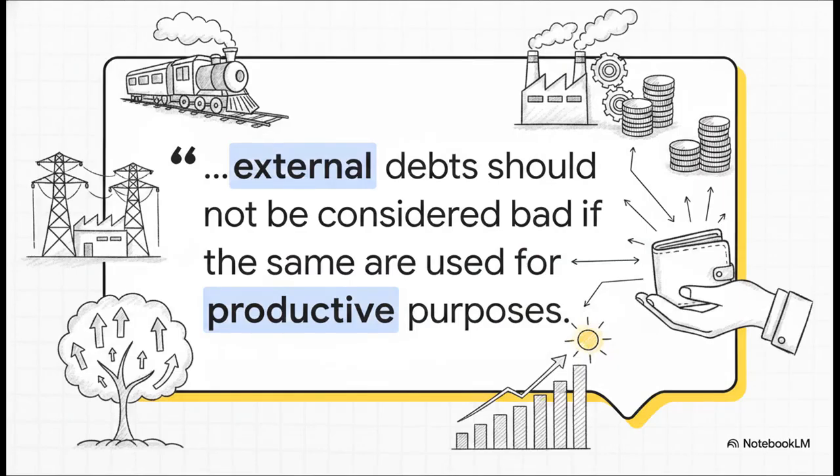Which brings us to our final golden rule straight from the source text. It says, external debt should not be considered bad if the same are used for productive purposes. If a government borrows from abroad to build new railways, power grids, or heavy industries that are going to generate massive new revenue down the line, well, that debt basically pays for itself and actually grows the economy.